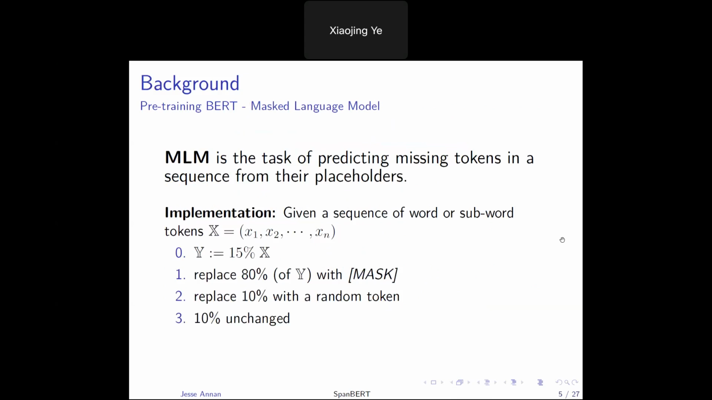The way it samples these words to mask them is to use 15% of the entire sequence. 80% of the time, it uses the special mask token to mask the tokens. 10% of the time, it uses any random token to replace the "was". And 10% of the time, it does nothing to the word "was".